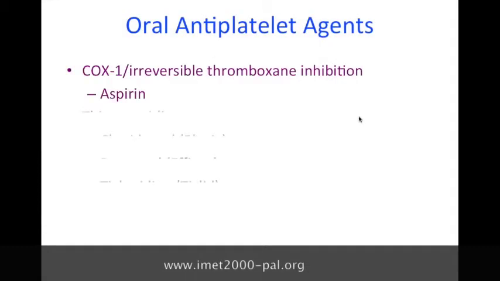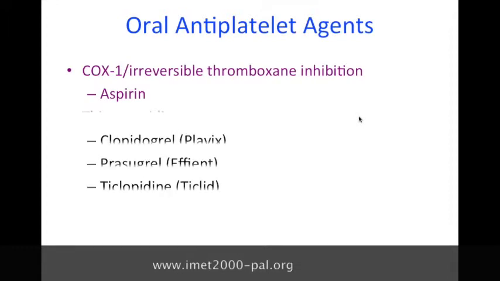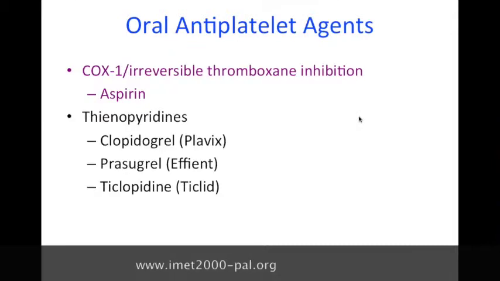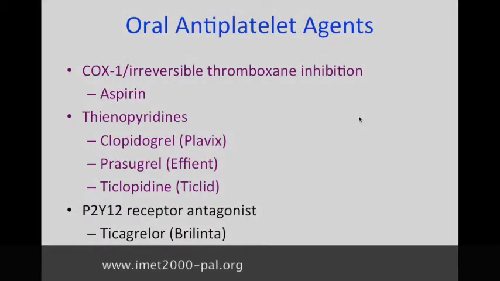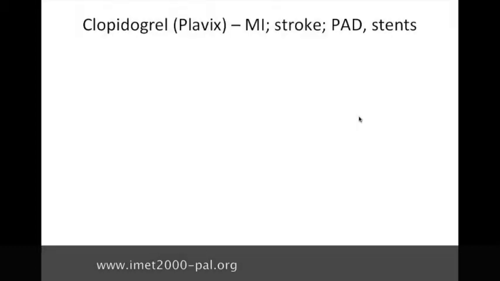So what about the oral antiplatelet agents? There's the COX-1 irreversible thromboxane inhibitor, which is aspirin. Then there are the thienopyridines, clopidogrel, prasugrel, ticlopidine, and the P2Y12 receptor antagonist, ticagrelor, otherwise known as Brilinta. And we'll talk a little bit about each of these.